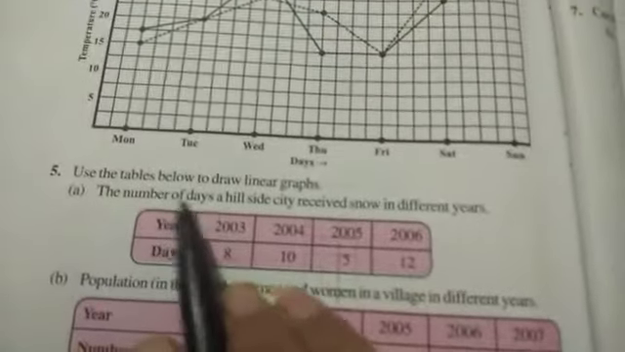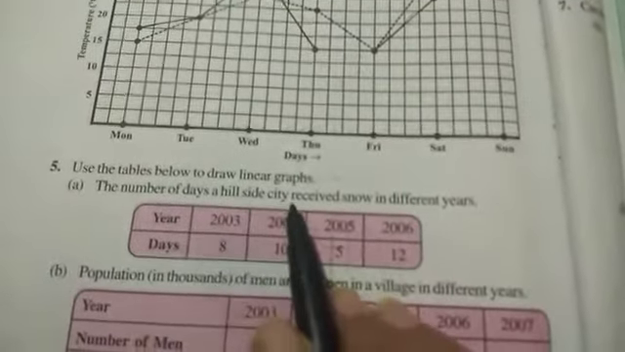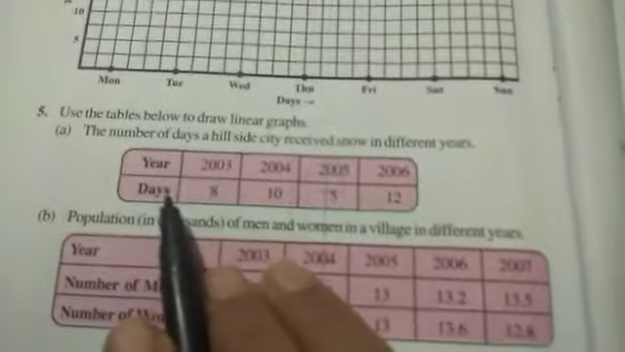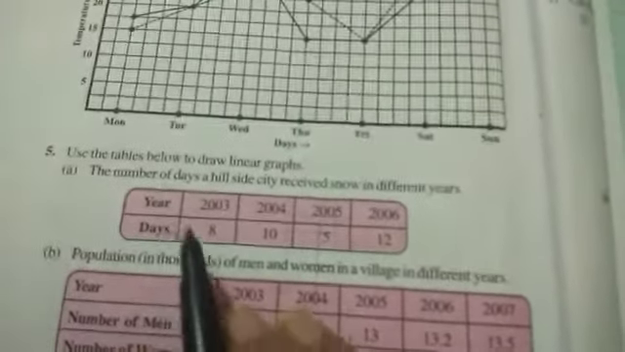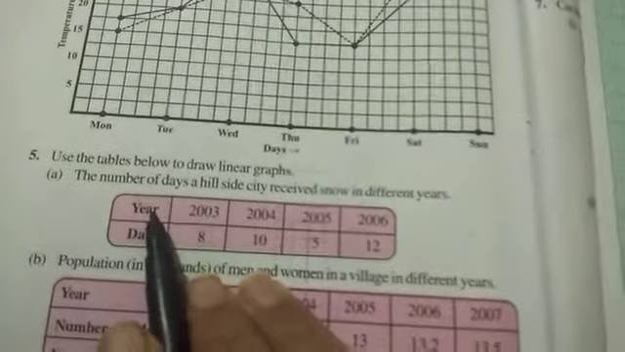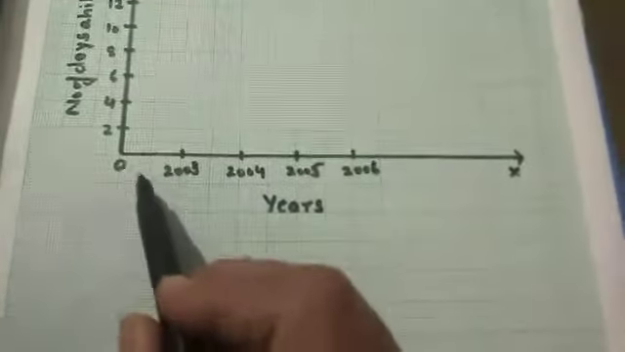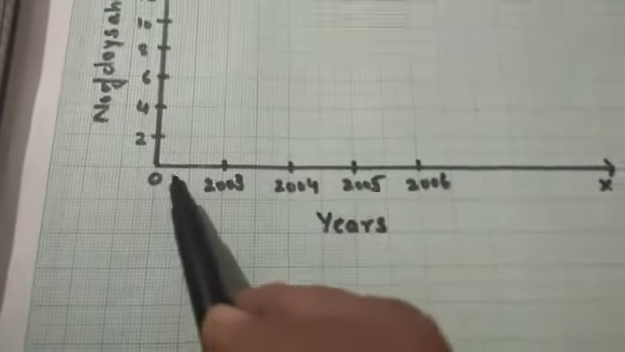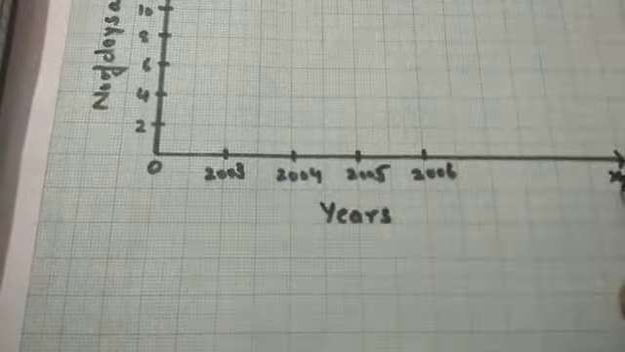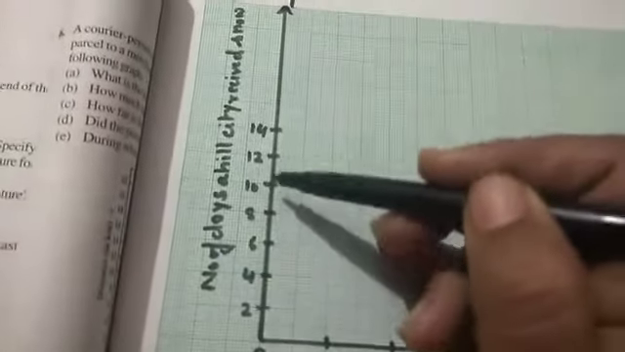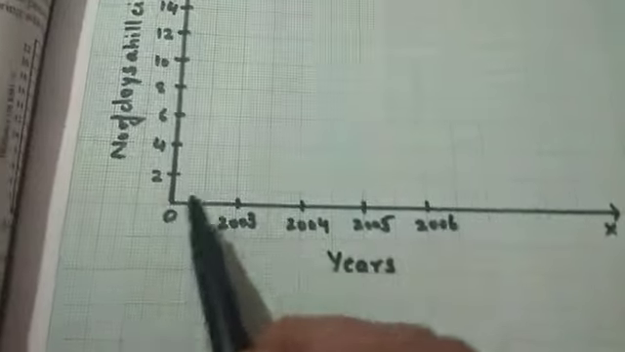Now, this is the first part of this question. The number of days a hillside city received snowfall in different years. Years are given to you and days are given to you. So, we'll be taking years on the x-axis and days on the y-axis. Now, just see. On x-axis, years are given, and on y-axis, we'll take number of days.